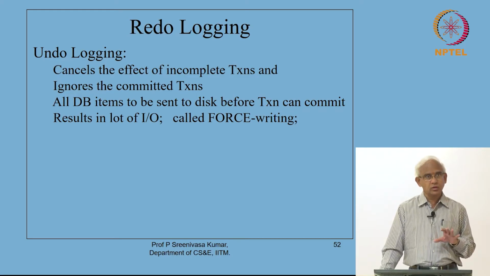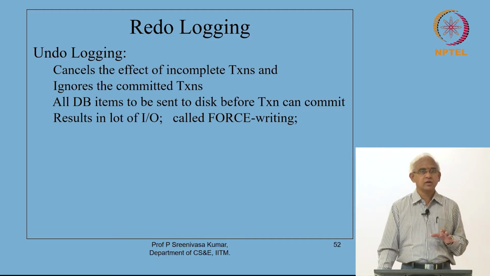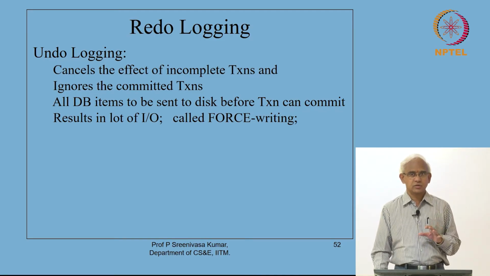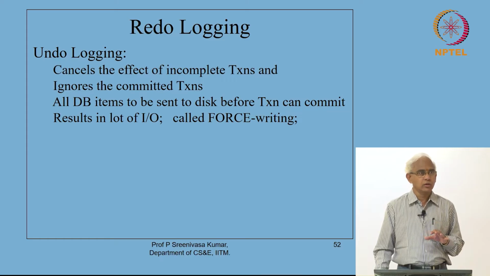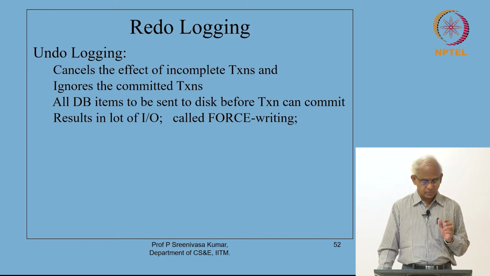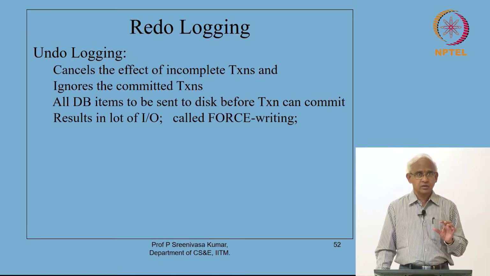In undo logging, as we have seen in the last lecture, it basically cancels the effect of incomplete transactions. It keeps track, in the log entries, of the old values of the items that the transactions in progress have changed, and making use of these old values, it will cancel the effect of incomplete transactions. And because of the way it has been made, we don't need to specifically do anything about committed transactions.